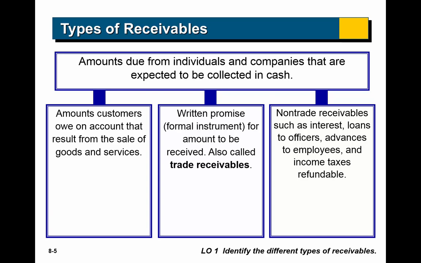Those are written promises. They're usually more formal than an account receivable from a customer to pay me. And then non-trade receivables would be like if I loaned money to somebody or gave a payroll advance to an employee. So that's money owed to me but not part of my regular business transactions.